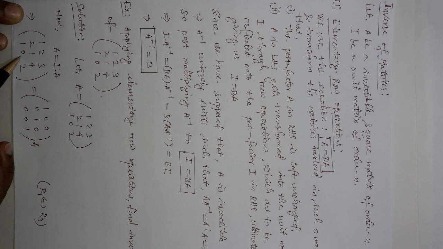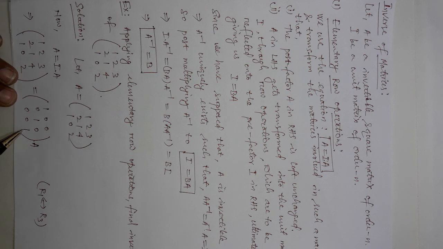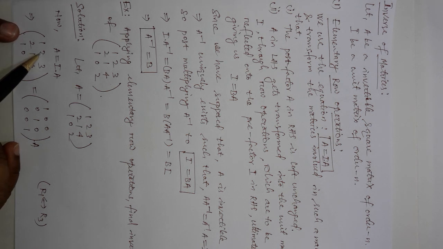So, if you interchange row 1 with row 3, what will happen? Here 1 will come, here 0 will come, here 2 will come. Row 1 and row 3 will interchange, and the same thing I will do on the right hand side identity matrix. My aim is to bring this 0 to here.